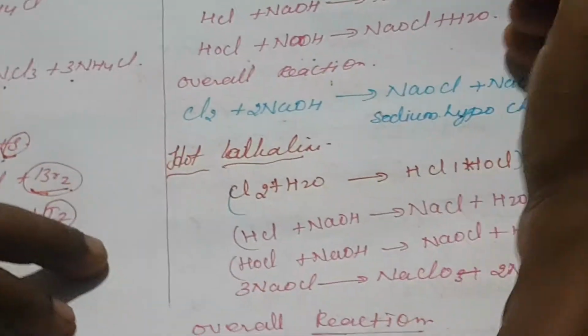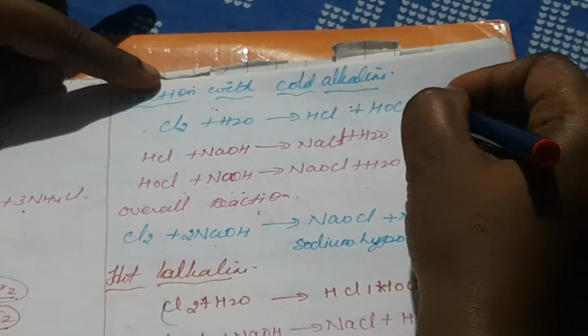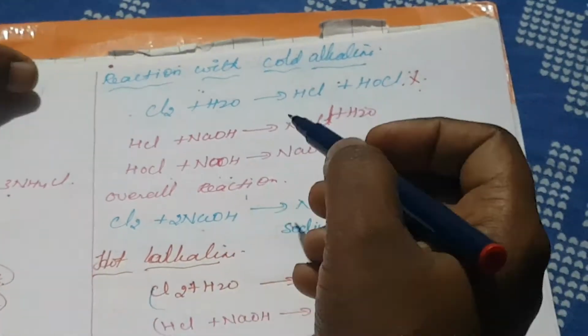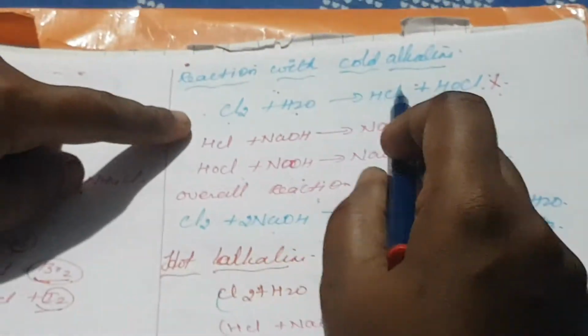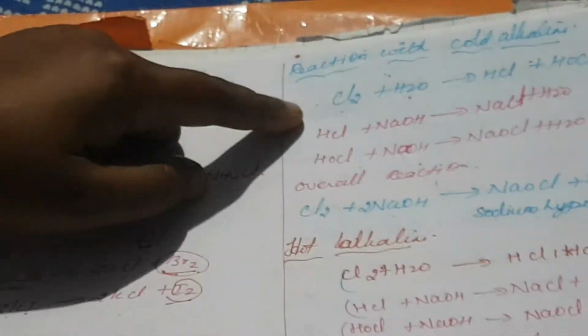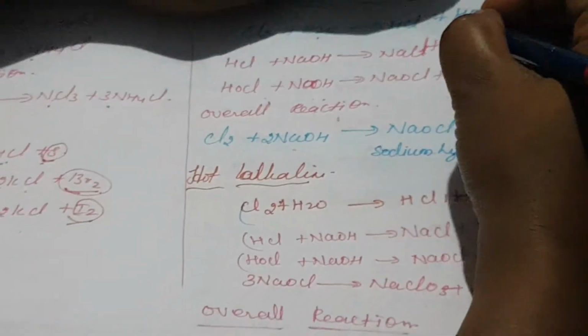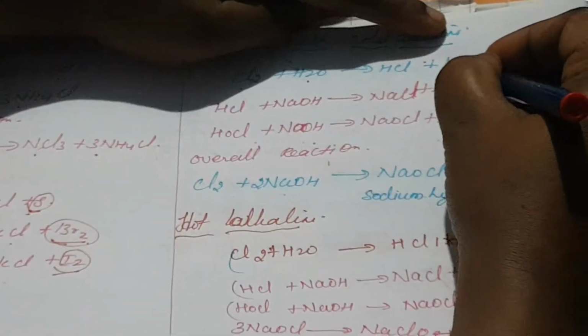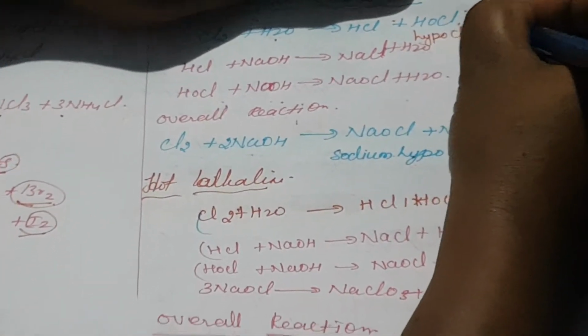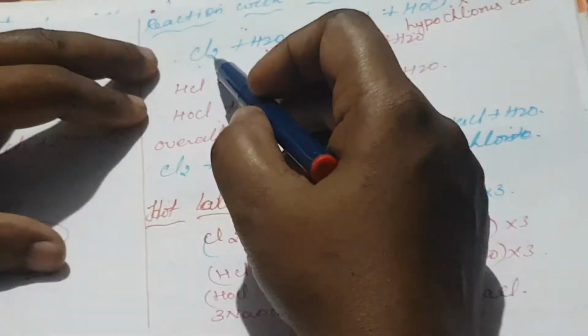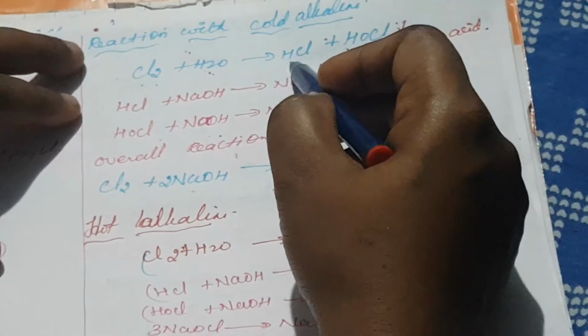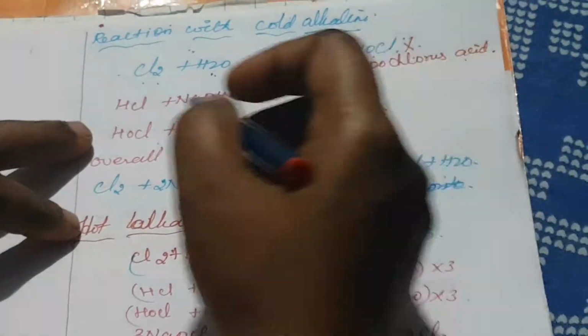So next, an important one, the equation for reaction with cold alkaline NaOH. The first one is chlorine reacting with a water molecule to form hypochlorous acid. What is the compound name? It is hypochlorous acid. Chlorine reacts with water to form hydrochloric acid and hypochlorous acid.